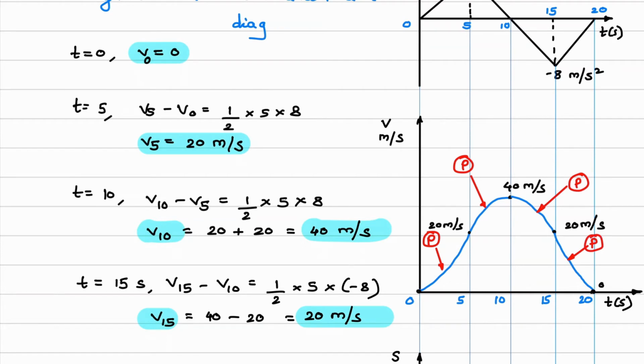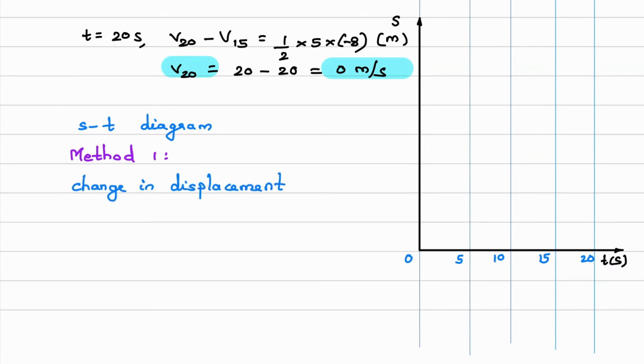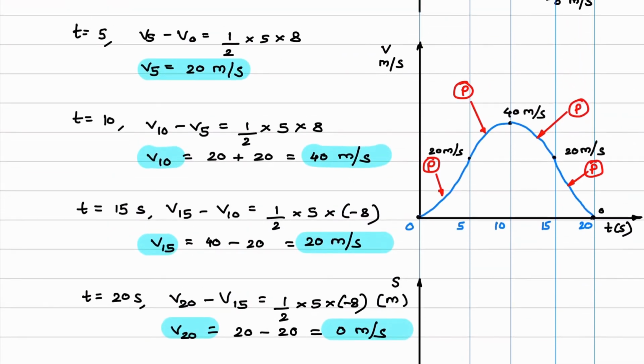Okay, so we have completed with velocity time diagram. Now we'll draw displacement time. So next heading will be ST diagram. Now this we have to solve by two methods. So I'll write down method 1. What will be this method? Change in displacement is equal to area under VT diagram. Okay, so we have to see this VT diagram now. Change in displacement is area under VT diagram.